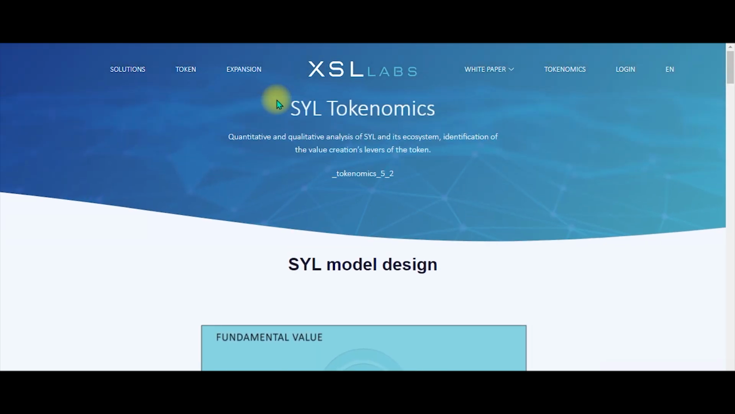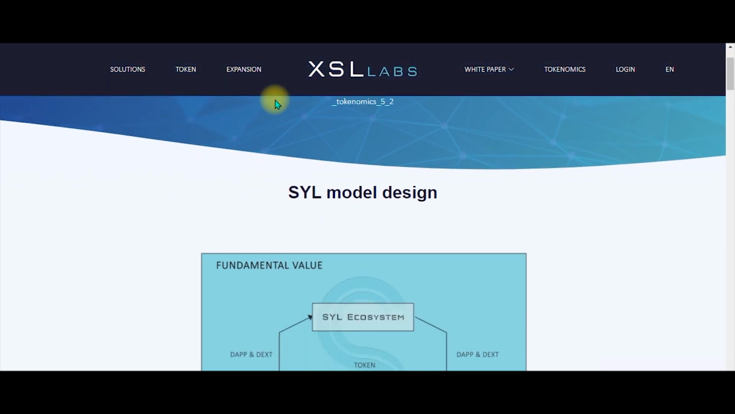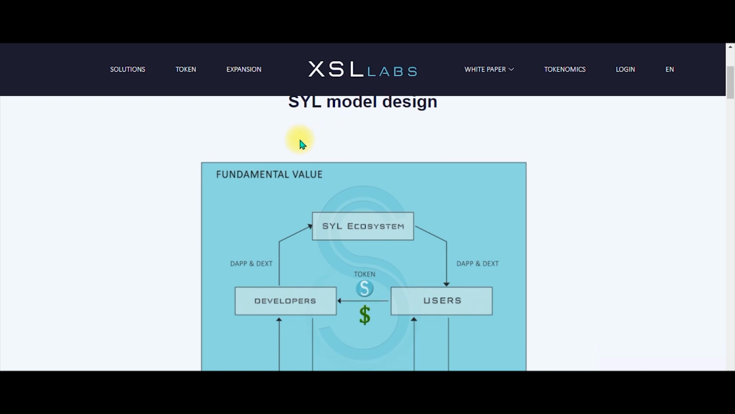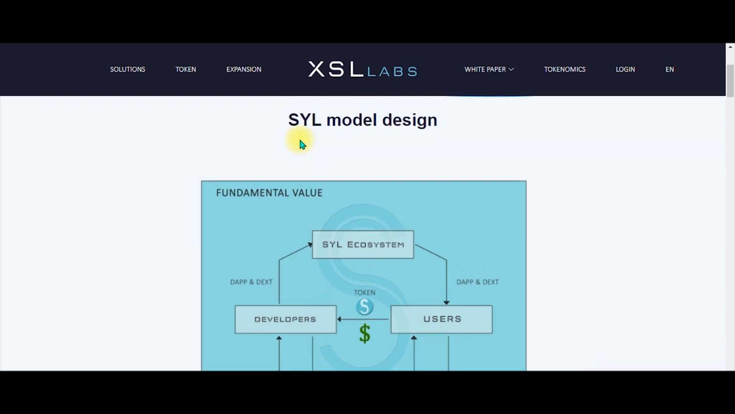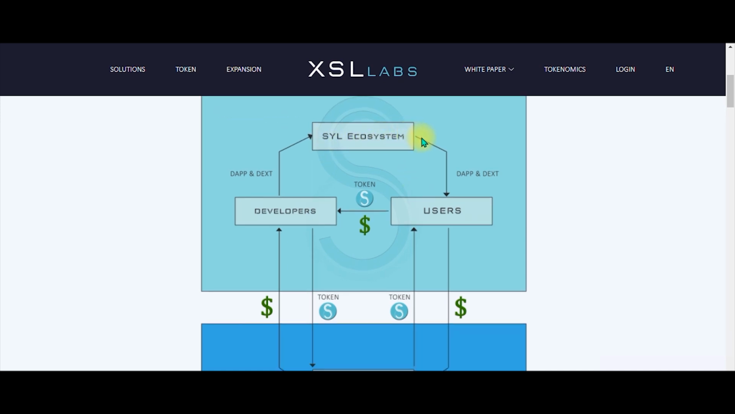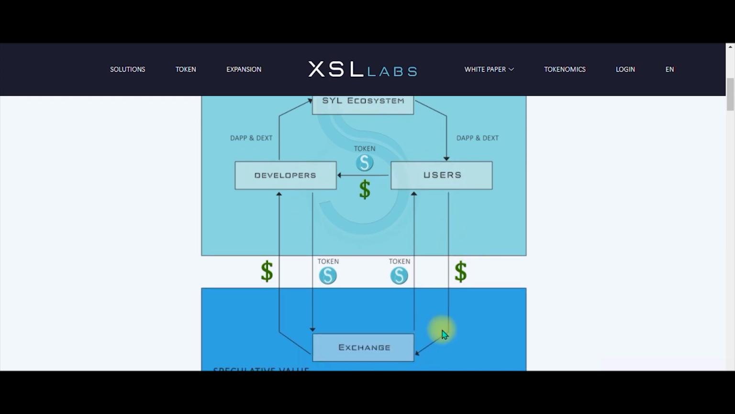So over here we have the tokenomics, and we are going to see in depth how SYL tokenomics functions. This is the model design of SYL, which is Satoshi, their native asset. Okay, fundamental value, SYL ecosystem. Data goes from here to the dApp, the users use it and then they exchange it. There are tokens in between, which is SYL.